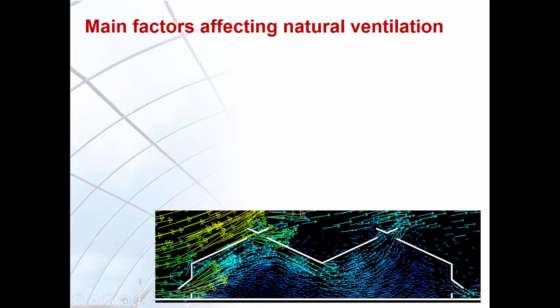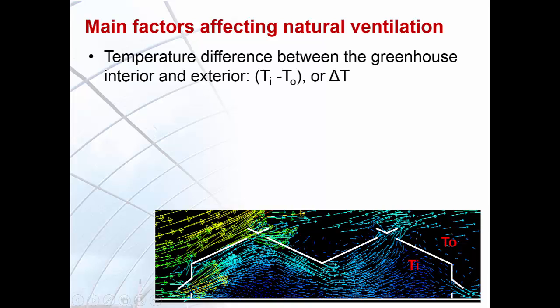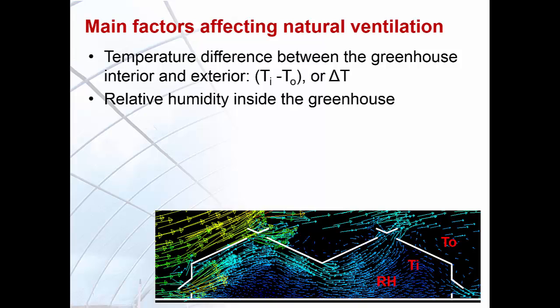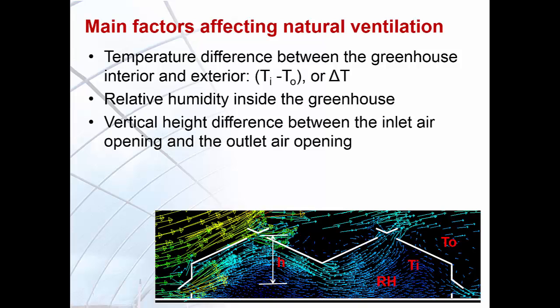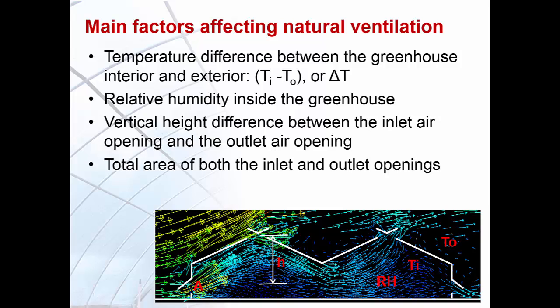The main factors affecting the natural ventilation process are the temperature difference between the greenhouse interior and exterior, or delta T, the relative humidity inside the greenhouse, the vertical height difference between the inlet air opening and the outlet air opening, and the total area of both the inlet and outlet openings. Finally, the pressure gradients due to wind forces.